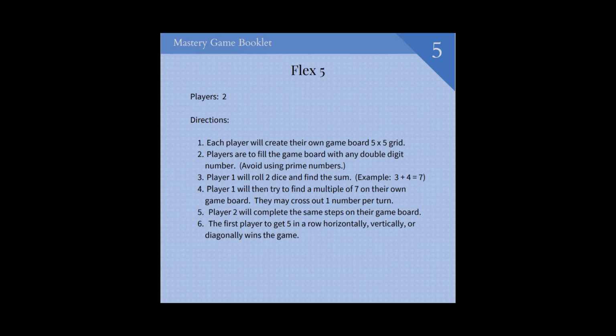All right, next up we have Flex 5. This is also for 2 players, and our directions are here for you. I'll let you look at those for a moment. And remember, with this one, when we set up our game board, we do not want to use any prime numbers, but we're going to use all double-digit numbers. So let's take a look at what this game board looks like.